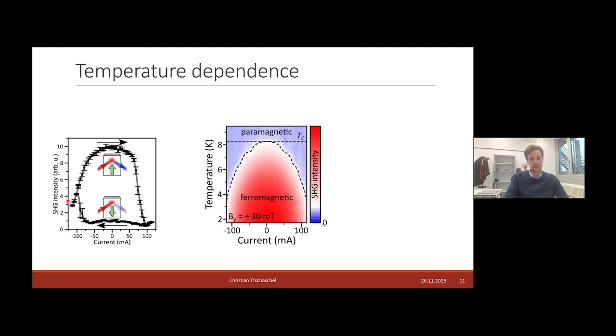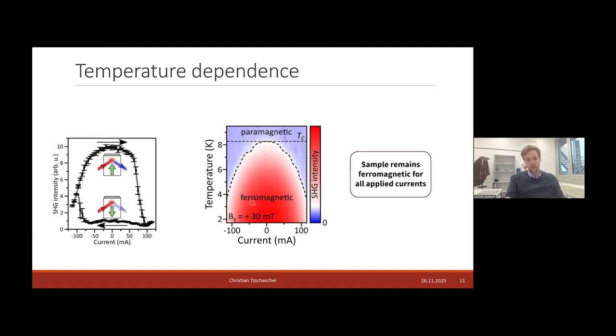At this high current, we try to quantify this a little bit, to make sure that also here at the highest current we are still in the ferromagnetic state, by mapping out the SHG intensity under a magnetic field as a function of current and temperature set point of the cryostat. And we see that indeed at 3 Kelvin, where we did most of our experiments, we are still in the ferromagnetically ordered phase, although the transition into the paramagnetic state is kind of close.